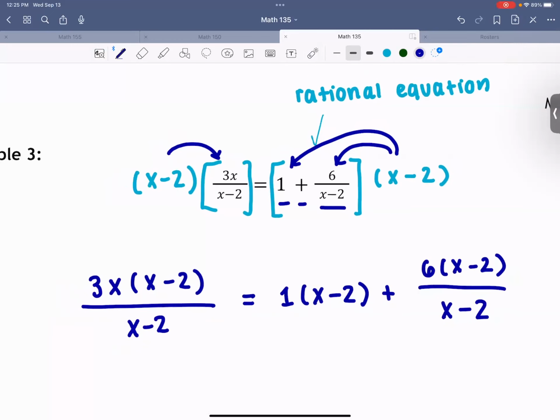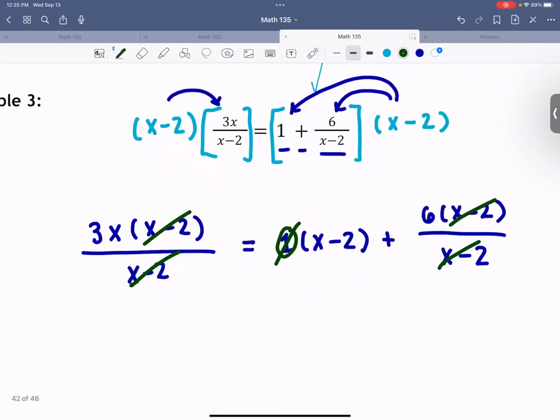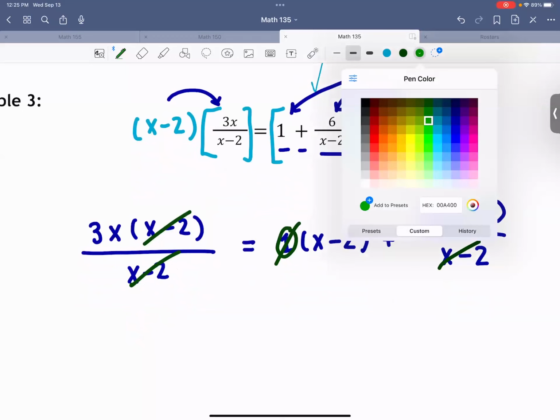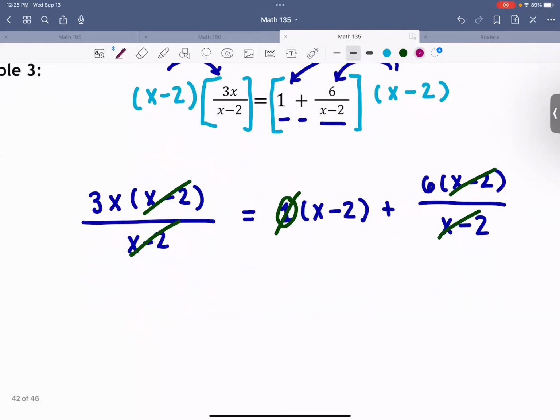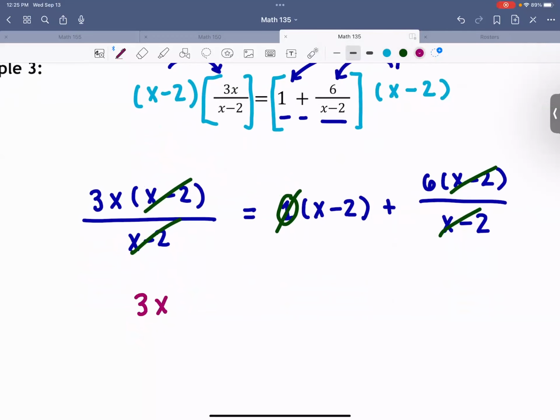Okay. Once we are here, what can we do to simplify this a little bit more? Cancel out, right? I have an x minus 2 on top and an x minus 2 on bottom. So I can cancel those out, right? I can do the same thing on the right-hand side. And I guess I can really just take away that 1 because who needs to write a 1, right? Except I do sometimes. Okay. So once we're here, we are left with 3x equals x minus 2 plus 6. Right? That simplified it a lot, right?